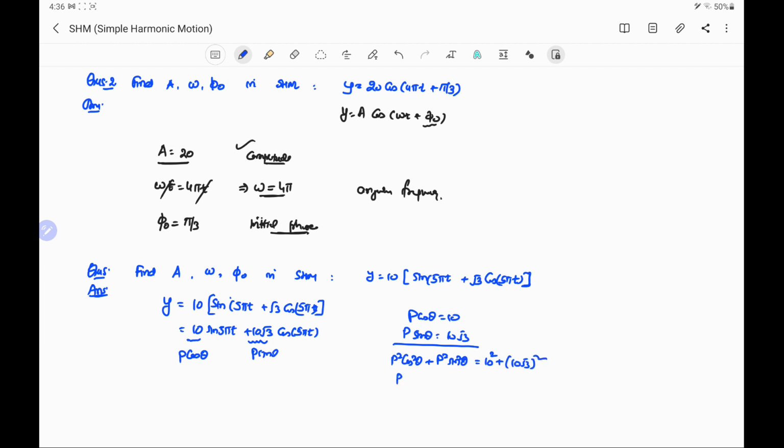square. That is, p square is taken common, cos square theta plus sin square theta, and it is equal to 100 plus 300, that is equal to 400. And this cos square theta plus sin square theta is an identity which has the value 1. So p square equal to 400, or we can say p equal to 20. Now we have to find the value of tan theta.